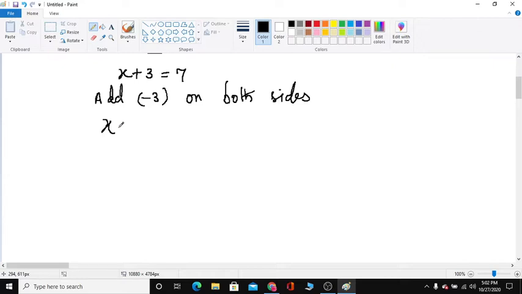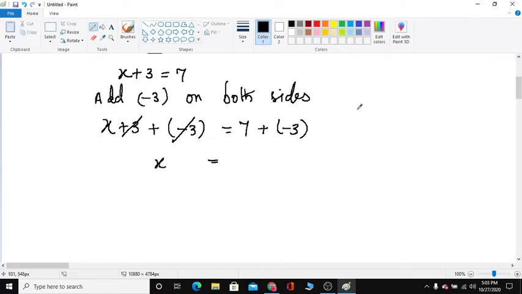So x plus 3 plus minus 3, right, within the bracket. On the right hand side, 7 is there, 7 plus minus 3. Now plus 3 minus 3 is 0, so you can cancel. So only on the left side what is there? The unknown variable x.